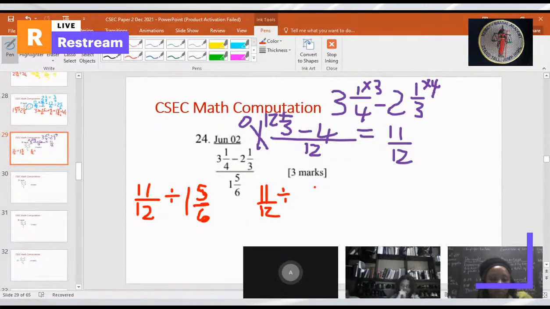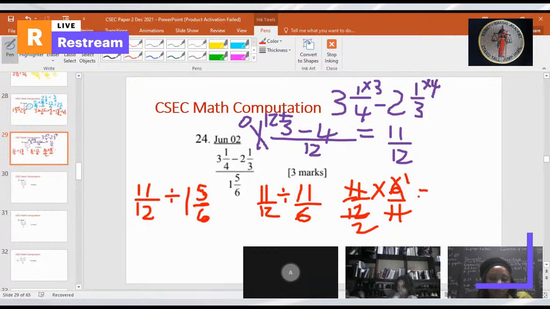And then change the 1 and 5 over 6 to an improper fraction. Okay. So 6 times 1 is 6, plus 5 is 11. So 11 over 6. And then we write it back again as 11 over 12 multiplied by 6 over 11. So we change the division to multiplication and invert the second fraction. All right. Now we can cancel the 11s by themselves, and the 6 and the 12. 6 goes into itself 1 and 12 goes 2. And we're left with 1 over 2. Okay. Thank you, sir. Yes, miss.